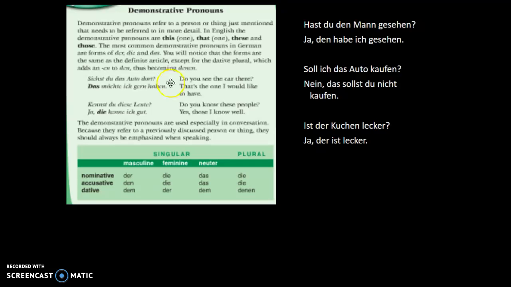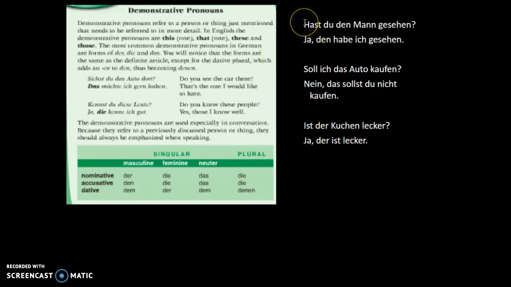In English, we say this, that, these, and those. But in German, it's a little bit more difficult. But it's organized because it's German. So in German, what we're going to do is take the der, die, das, die, den, die, das, die, dem, der, dem, den, and we're going to change the den to denen. And they look a lot like the definite articles that you've learned, and they are similar, but they're going to do one more thing. They're going to point out something specific.